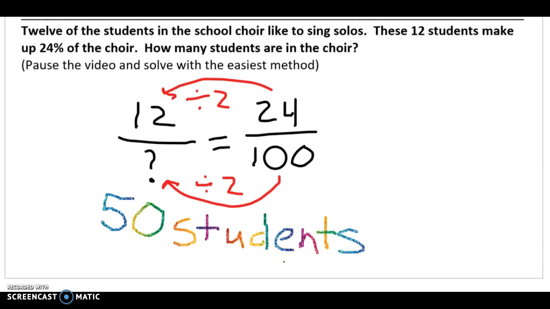So does that make sense that if part of the choir likes to sing solos, and those who sing solos are 12 students, that there are 50 total students? Yes, because 12 is less than 50, but it's about 25% less, or about a fourth of the student population.